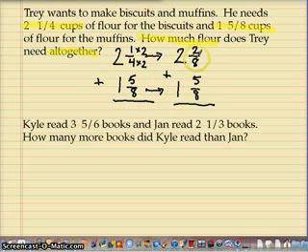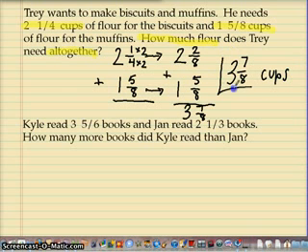We know that 2 plus 5 is 7, and that 2 plus 1 is 3. Since 7/8 cannot be simplified, we know that Trey needs 3 7/8 cups of flour for his recipe.